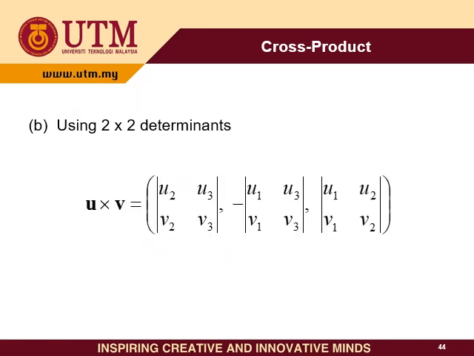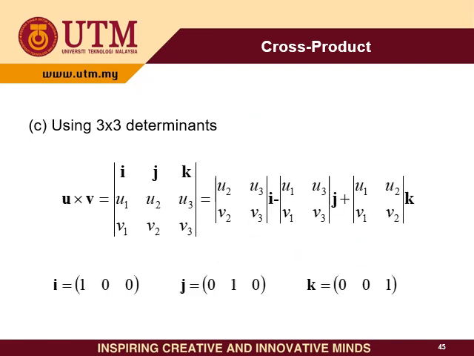The second way is using 2 by 2 determinants. As you can see, the same as the previous one. This one is without u1 v1. The second one is without u2 v2. The third one is without u3 v3. So we already learned how to calculate this before. This one multiplied by this, and then minus the multiplication of this.